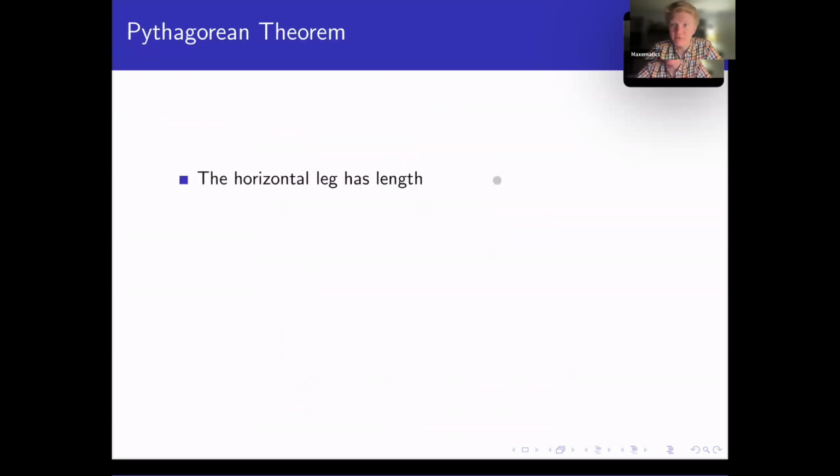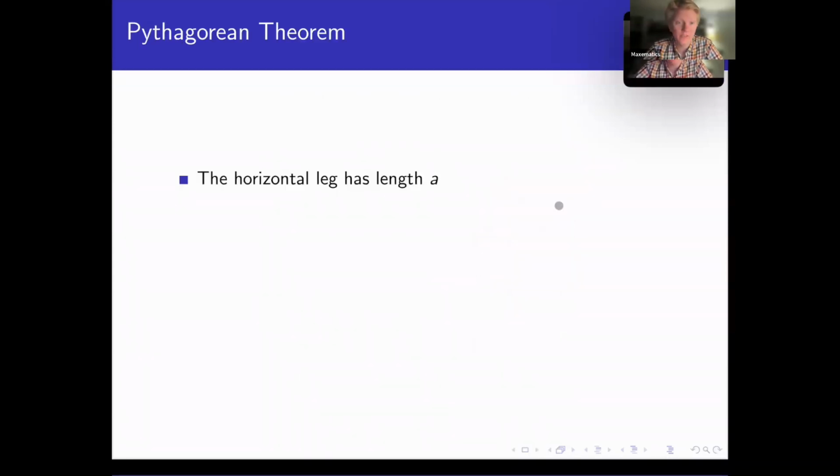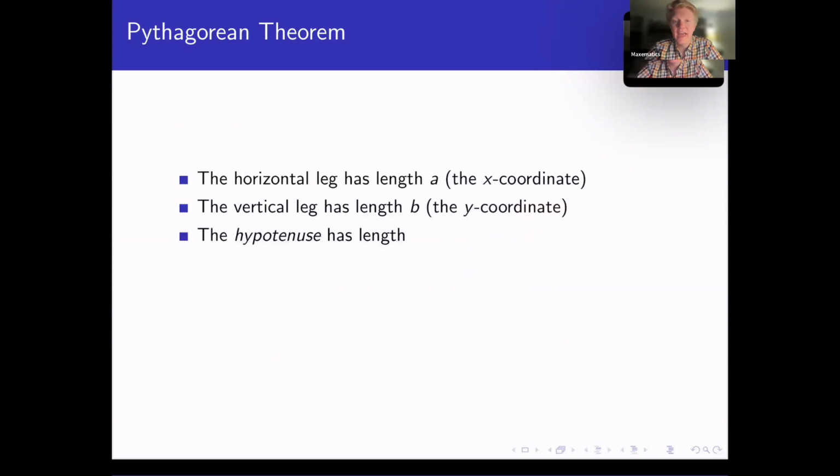Well, very conveniently, you see that this leg has 1, 2, 3 units. Oh, that's the x coordinate. And you see this vertical leg has 1, 2, 3, 4 units. That's the y coordinate. So the horizontal leg has length A, or the x coordinate. Vertical leg has length B, the y coordinate. And then we say that diagonal line, the actual distance, is the hypotenuse. And we define it to have length C.